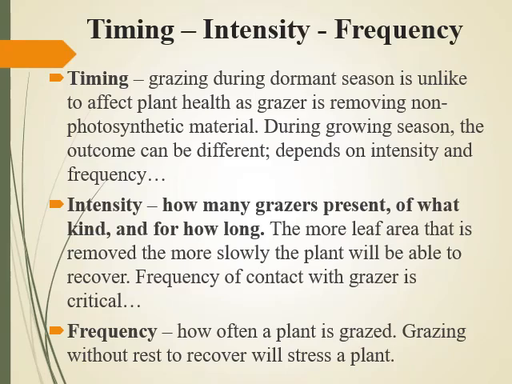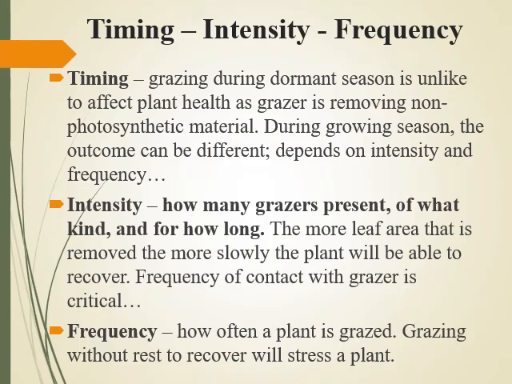Intensity of grazing is how many grazers present, of what kind, and for how long. So those three things actually determine the intensity that plants are grazed. Understand this, the more leaf area that is removed, the more slowly the plant will be able to recover. This is obviously during the growing season, right? So if you have a lot of animals that are pretty intensive grazers for extended periods of time, that above ground leaf material during the growing season is getting constantly clipped, isn't it? And yet that green above ground material is what's doing the photosynthesis and sending the carbohydrates to the roots and allowing the plant to grow.